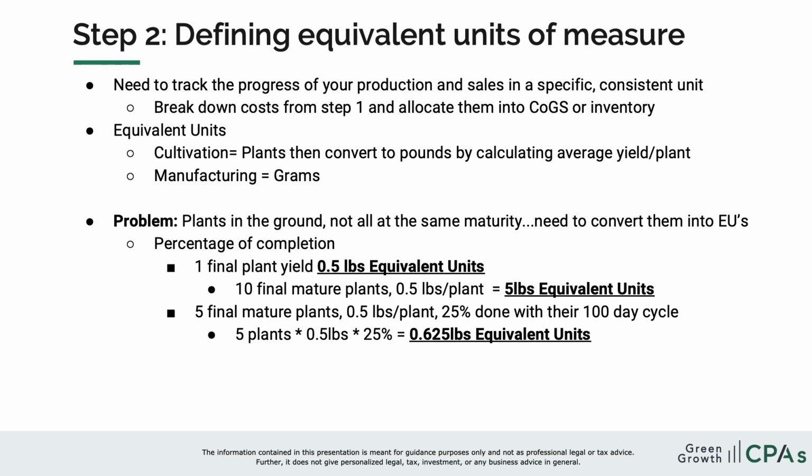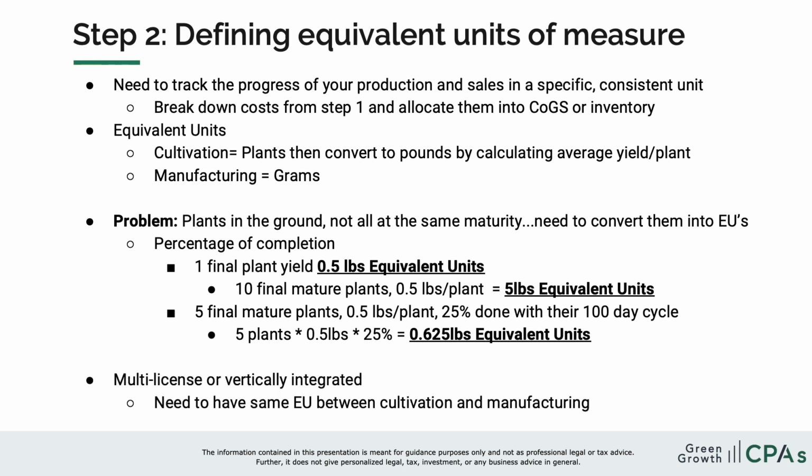Okay, so 5 plants that yield a half pound each that are 25% done within their 100-day cycle. That's 5 plants times a half pound, 2.5 pounds, and then 25% complete equals 0.625 pounds of equivalent units. I hope that makes sense. You're going to be breaking down, and things are not going to be fully at that half pound. They're going to be partially way through.